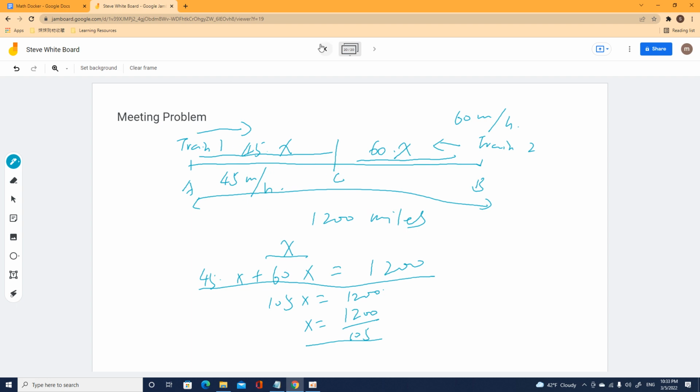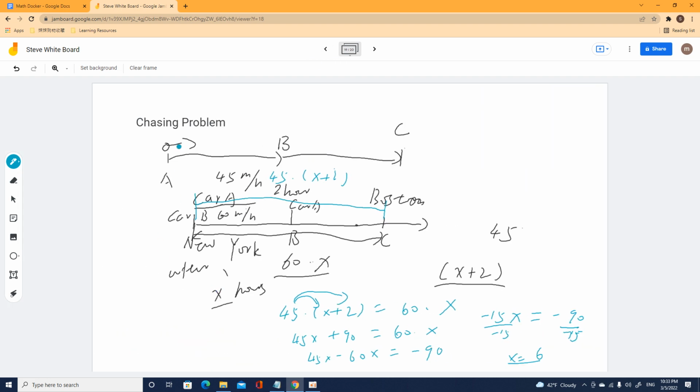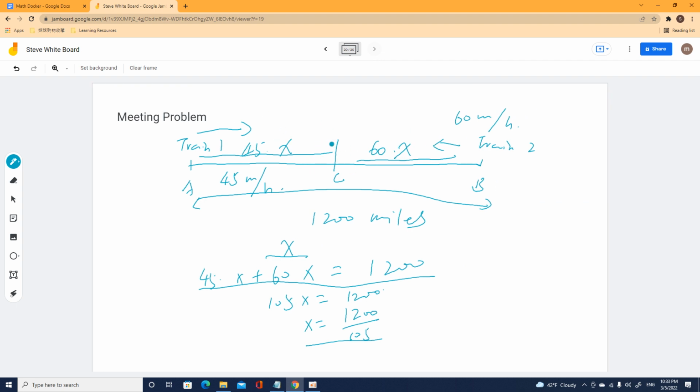Just to summarize, in order to solve the chasing problem, you draw a diagram, and this diagram will help you understand the problem. Similarly, for the meeting problem, you also draw a diagram, and this can help you understand the question and solve it very easily. That is about today's video.